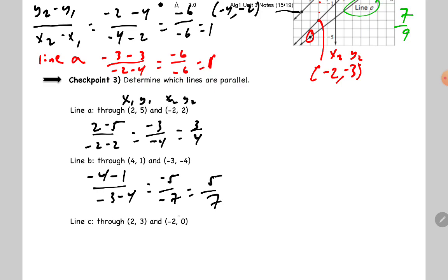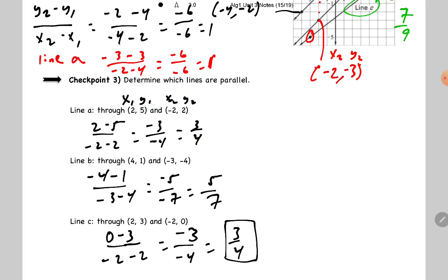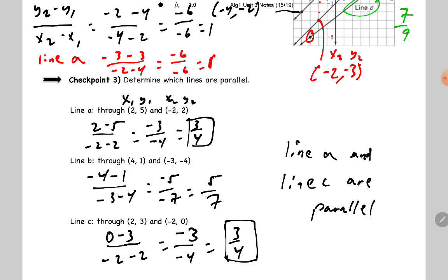And then lastly, 0 minus 2, there are 3, over negative 2 minus 2, which is negative 3 over negative 4, which becomes positive 3/4. So that one matches with that one. Line A and line C are parallel. They do not cross.